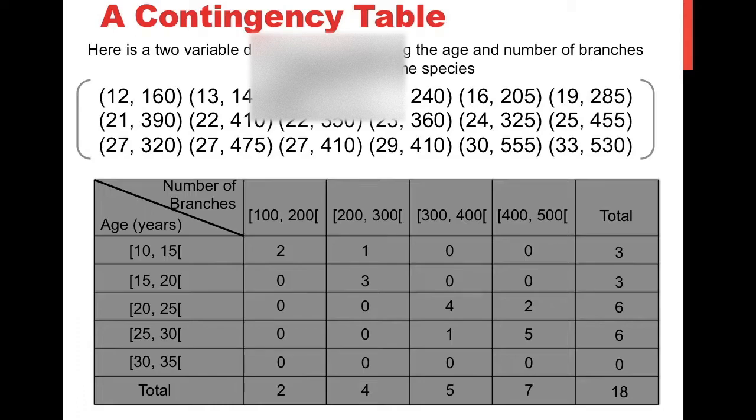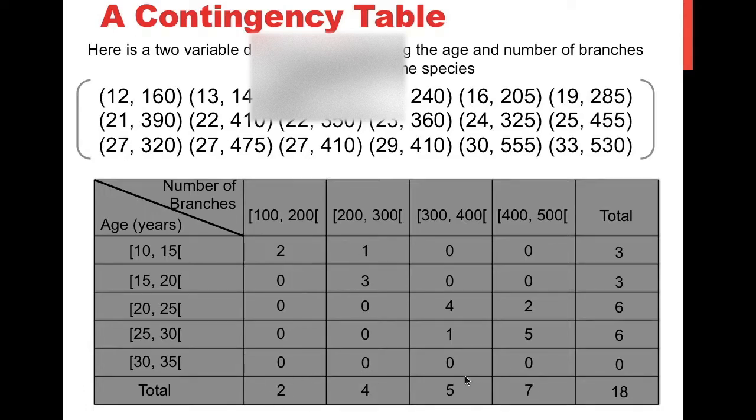And what's important is that you remember to total at the bottom here. Each column totals and each row totals. And when that happens, you'll have the same total that we have here, 18 trees. So we'll know the total of trees, but we also know the total of branches between 100 and 200. We'll know the number of trees between 200 and 300 branches, and so on.